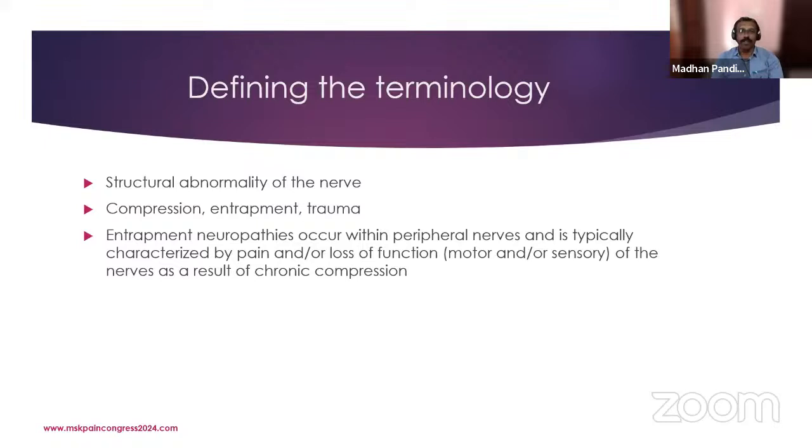We are not essentially looking at the definition aspect of it. We have something called the structural abnormality of the nerve, either intrinsic or extrinsic, compression, entrapment, or sometimes related to a trauma. The entrapment neuropathies occur within the peripheral nerves, and it is characterized by the distribution of the nerve. That's the one which is affected by that chronic pain.